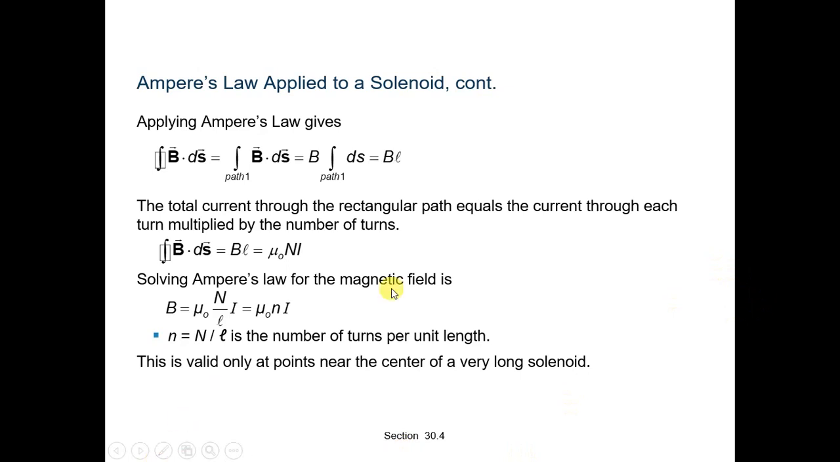This is valid only at points near the center of very long solenoids. So B, the magnetic field, equals mu 0 n I, where Ampere's law is applied to a solenoid. B equals mu 0 n I. It is very easy to remember that.